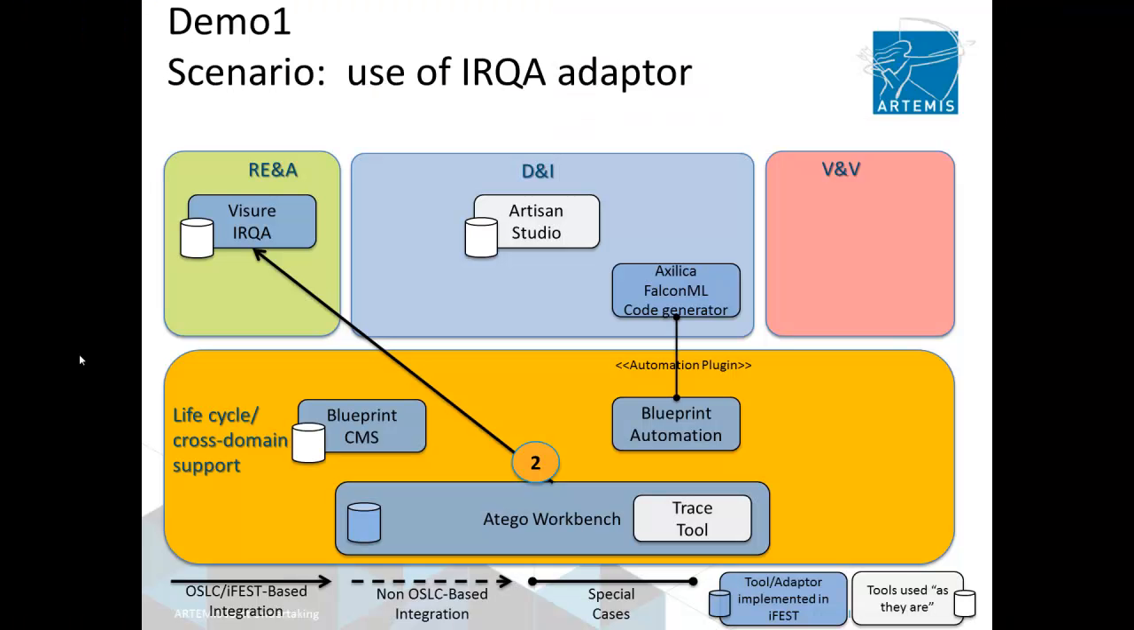Now that the set of requirements is complete and baselined, the requirements engineer can make this information available in Atego Workbench by creating an entity. The entity is just a reference to a set of requirements. The actual data is not copied to Atego Workbench. This introduces the integration with the Visure IRQA. Atego Workbench relies on the Delegated User Interface, or UI, provided by the Visure IRQA adapter to allow the user to select iFest-defined resources.